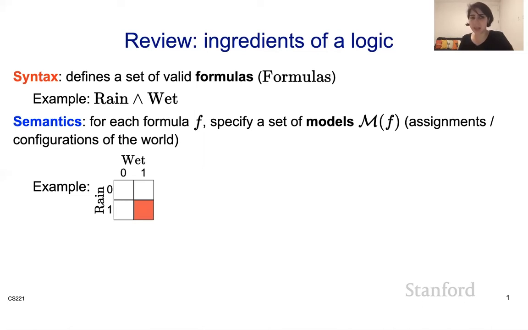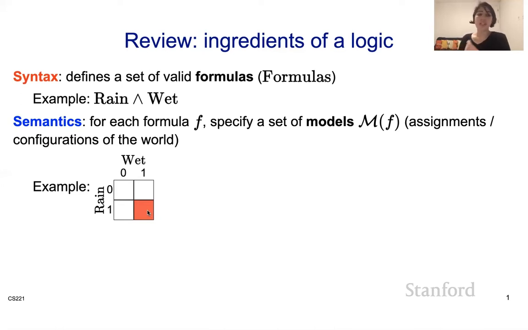The idea of semantics is that for every formula, we can specify a set of models, M of F, which is basically a set of assignments or configurations in the world that assign meaning to a syntactic formula F. In the case of rain and wet, for example, rain can take values 0 and 1, and wet can take values 0 and 1. And then in the case of rain and wet, it would be this darker area that corresponds to the meaning of what it means when both rain and wet are true.